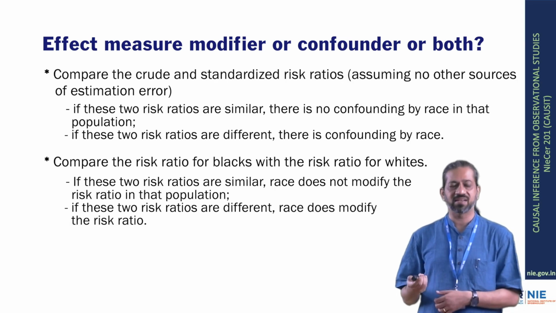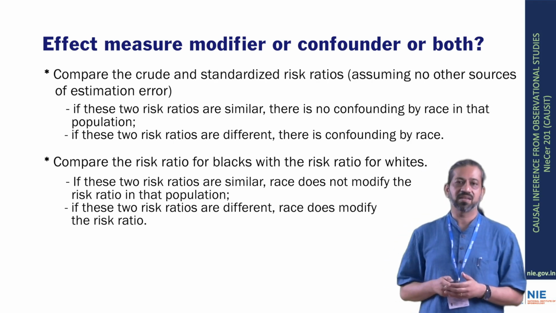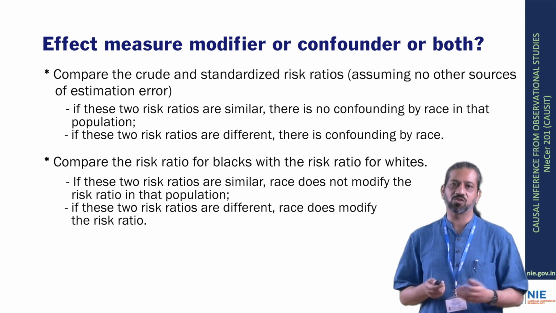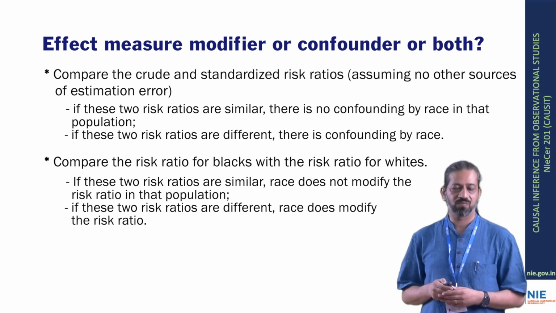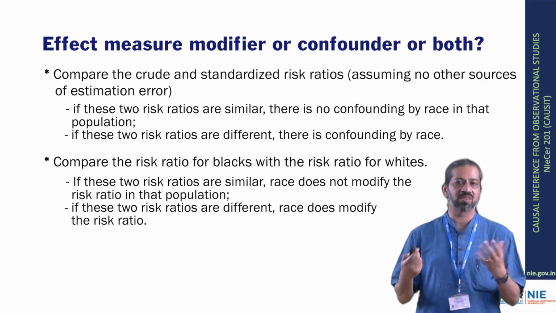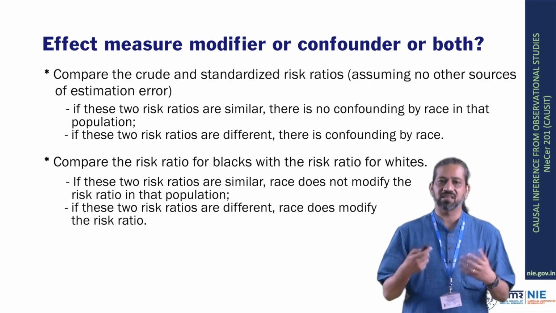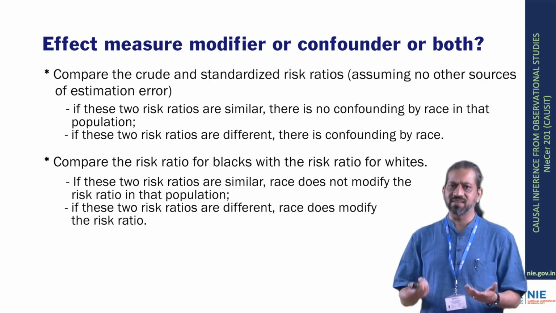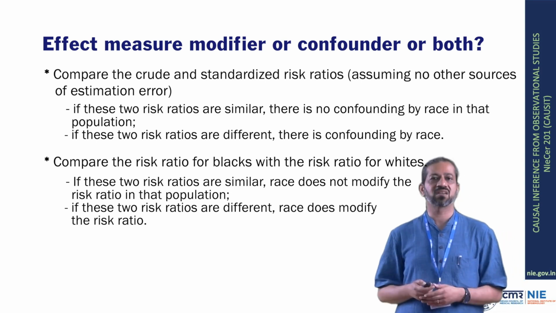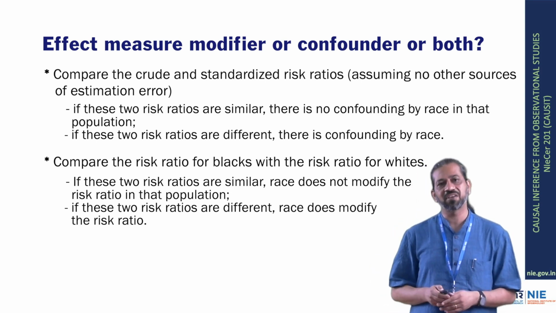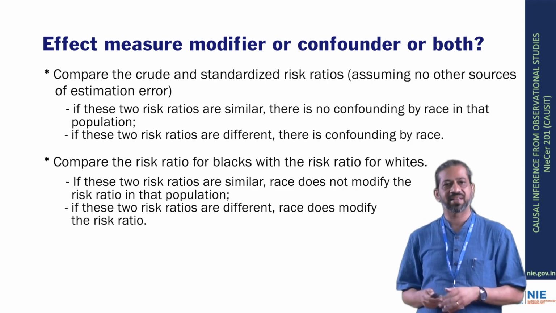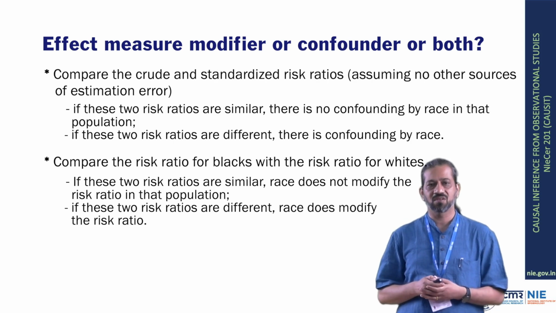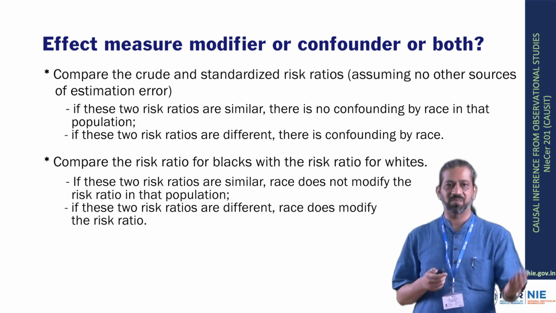Now, in order to identify whether race here is a confounder or not, we would compare the crude risk ratio with the adjusted risk ratio. If we find that there is a difference between the crude and the adjusted, then we can infer that yes, race is a confounder. Otherwise, it is not. In order to know whether race is a modifier of the effect of smoking on cervical cancer, we would compare the 2 stratum-specific risk ratios, which is the risk ratio amongst black compared to the risk ratio among white.